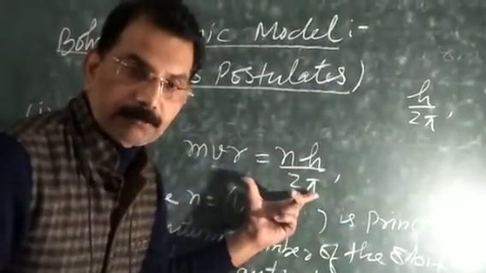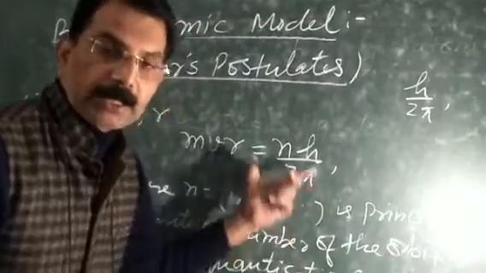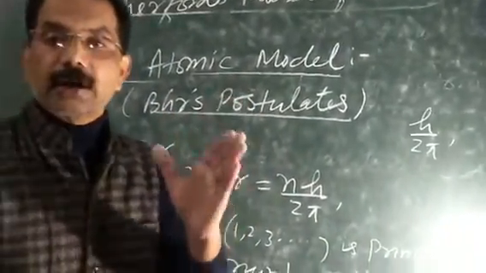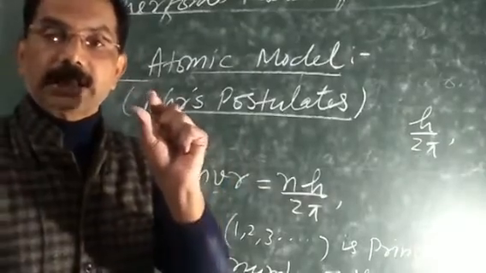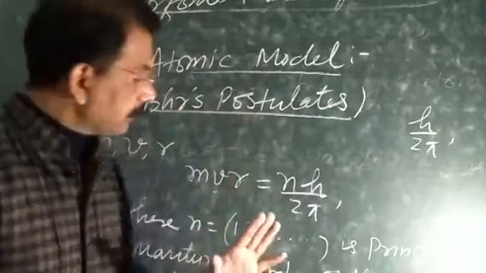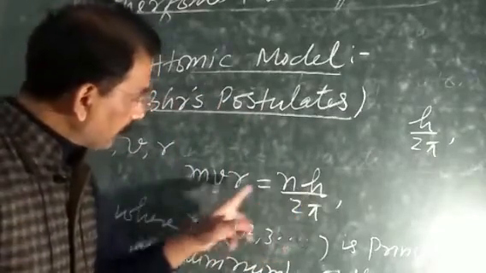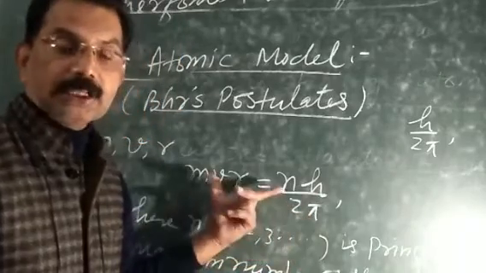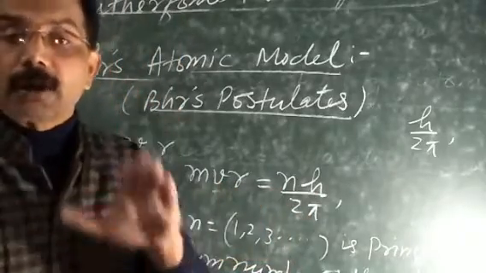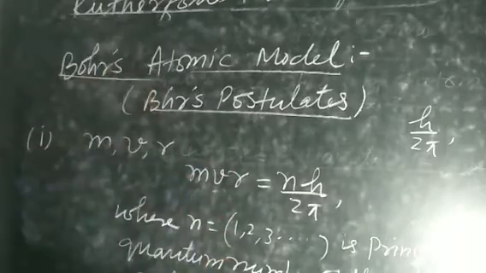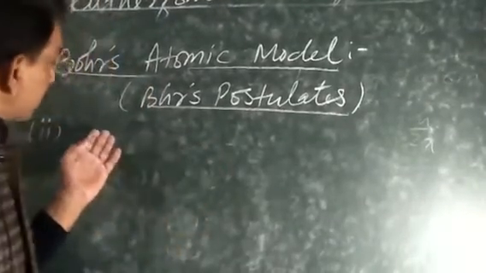So on the basis of this postulate, you can say electrons can revolve only in certain orbits of definite radii, not in all radii. And such type of orbit जिसमें उसका angular momentum nh upon 2 pi होगा, ऐसे ऑर्बिट को नाम दिया गया है स्टेबल ऑर्बिट। And what is the second postulate?